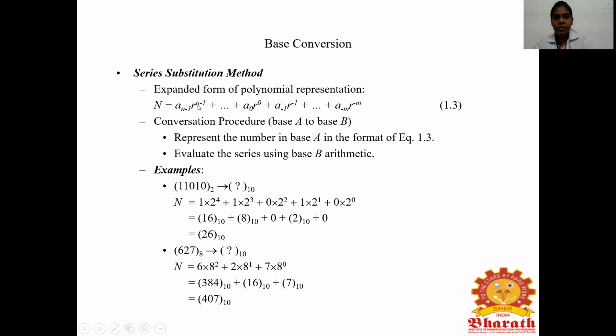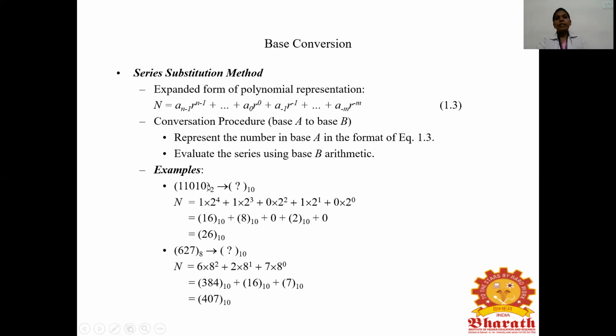R is the radix. N is the number of digits in a number. So it starts with n minus 1 and it goes on like this, till r power 0. And then after the decimal point, we have r to the power minus 1 till r to the power minus m. This example we have already seen. So for the conversion procedure, we have to start from base A to base B. We'll see this with an example.